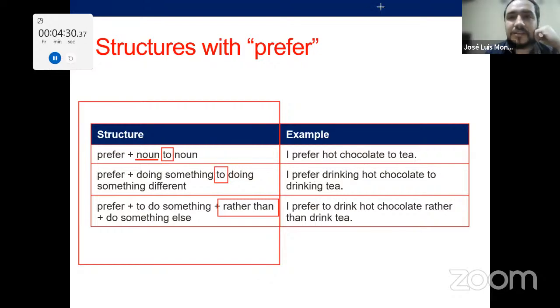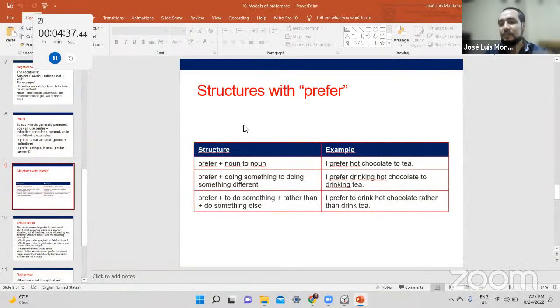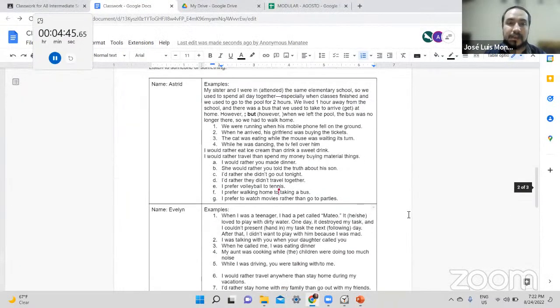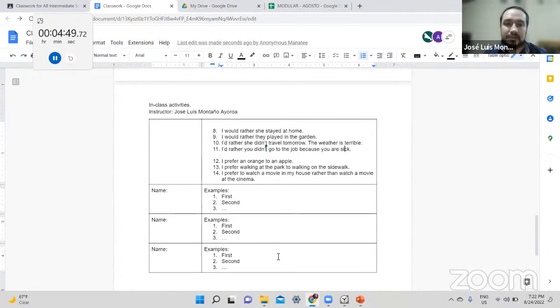All right, so let's take a look at what you got again to go to the last part. Actually, this is the last section, but we have only would rather, and with that, we're done. Let's start this time with you, please. Evelyn, we're going to start with you this time. Let's read your examples, please.